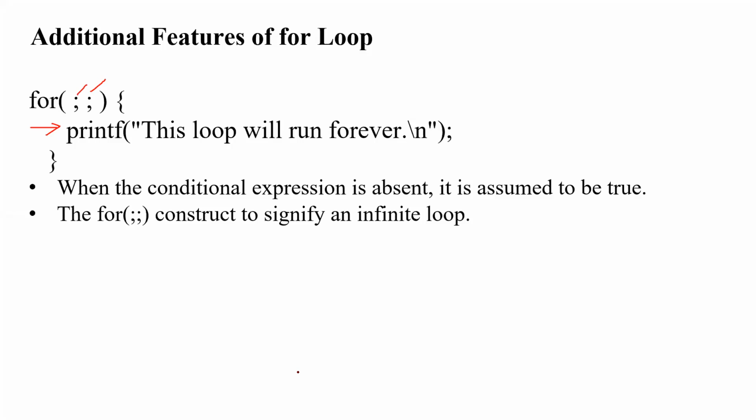This will run, and it will keep running forever. That is, it becomes an infinite loop. We didn't mention the testing condition over here. I told you in the previous slide, right? Between the two semicolons, the first part is the initialization, the second part is the testing, and the third part is the increment or decrement of the control variable.